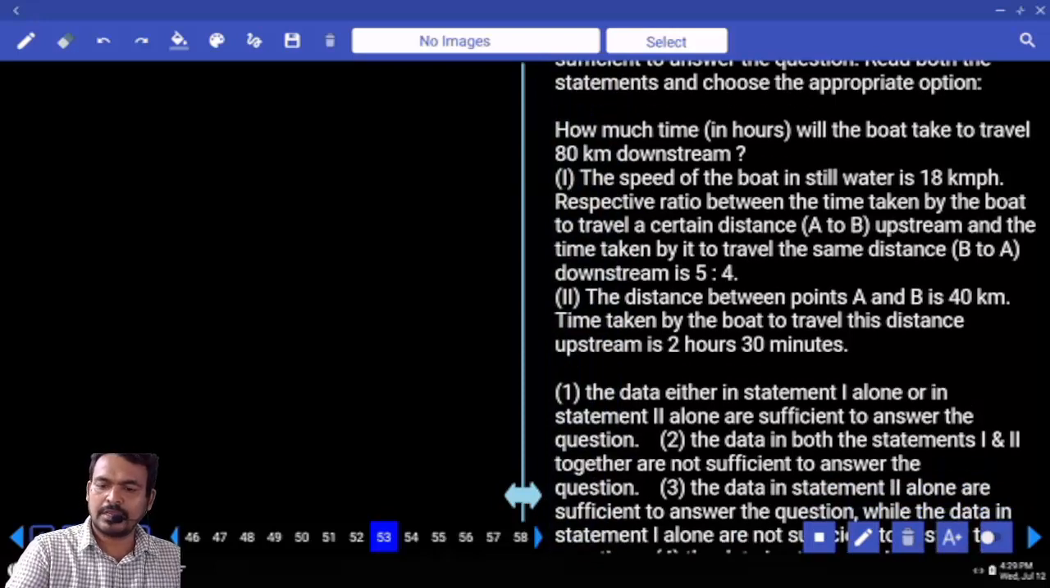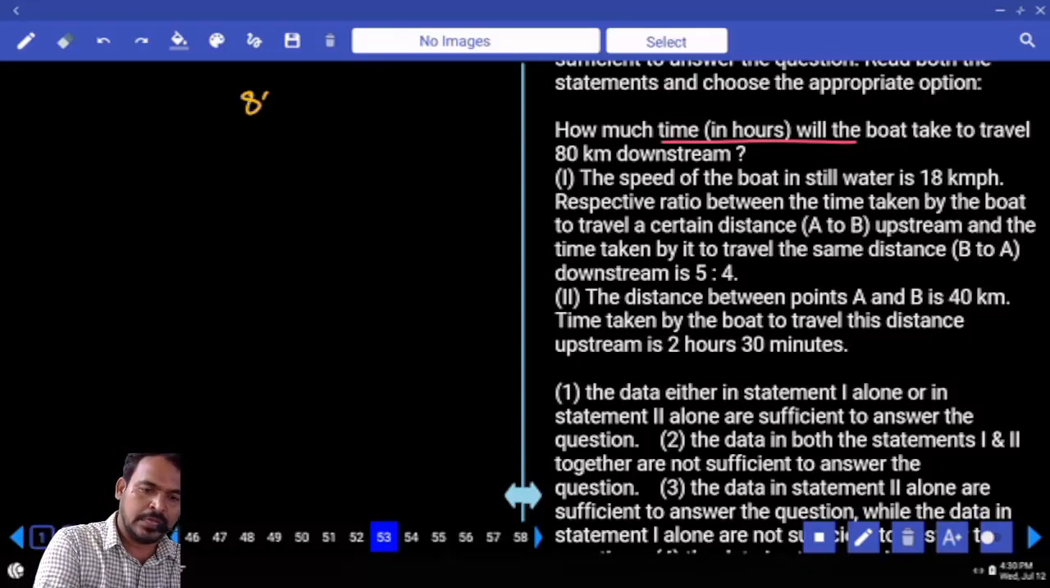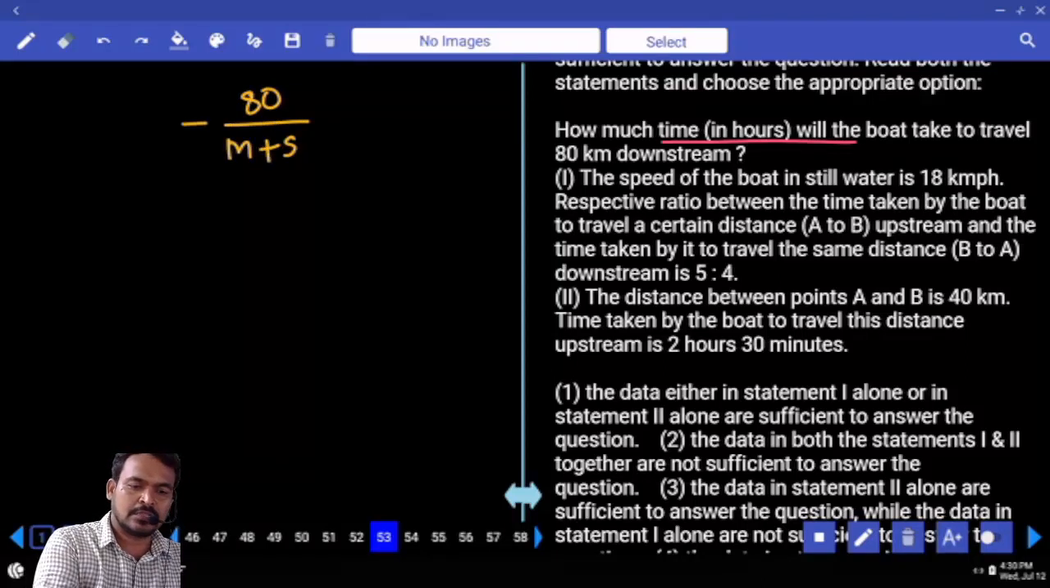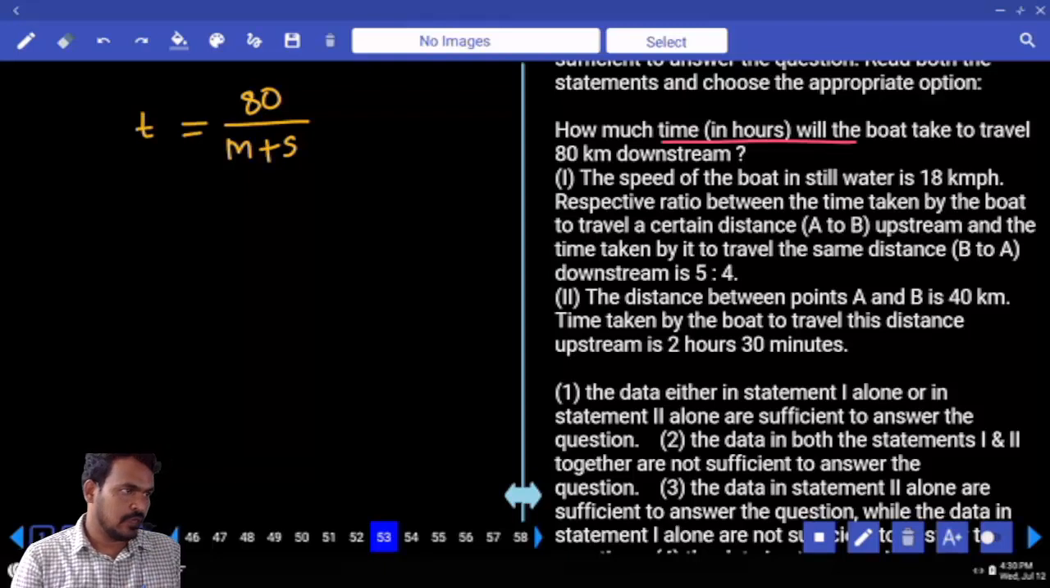Downstream. The required time value or speed value? Time. Time is nothing but distance by speed. And what is the distance in downstream? 80. Again, what is the speed value? M plus S. That is equal to time. If the time is required, again we require M value and also S value.